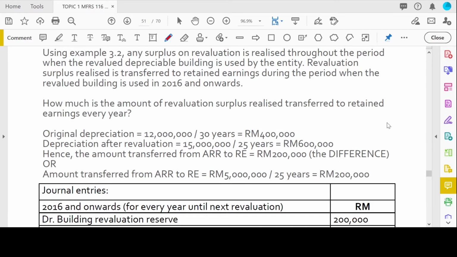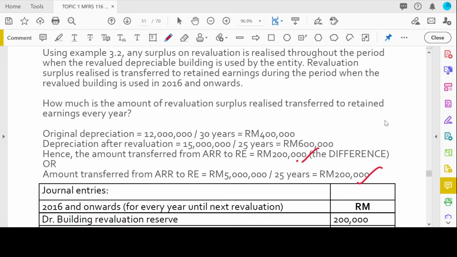Hence, the amount transferred from ARR to retained earnings is 200,000, which is the difference between 600,000 and 400,000. Another way to calculate it is to take the amount of surplus, which is 5 million, divided by the remaining useful life of 25 years. Therefore, the amount to be transferred from ARR to retained earnings is 200,000. It should be the same regardless of the way you compute the difference.